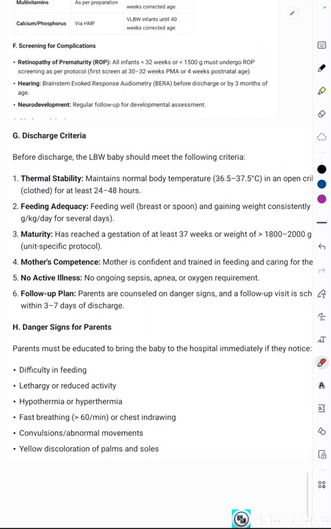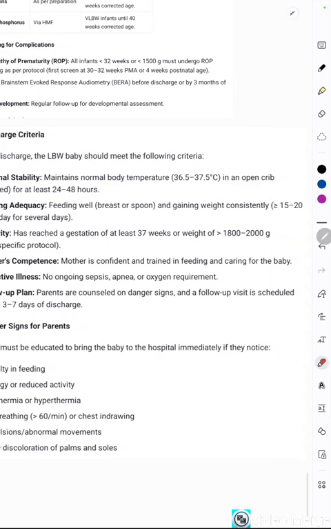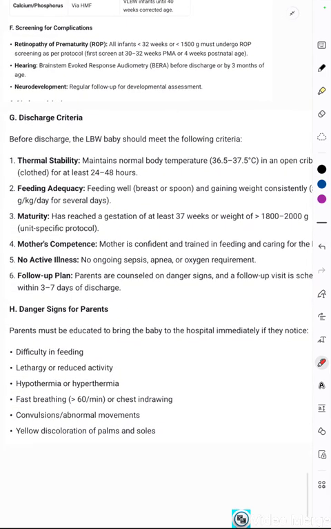So the discharge criteria for low birth weight babies: there should be thermal stability, that is, they should be properly clothed and the body temperature should be maintained well above 36.5 degrees Celsius. The feeding adequacy should be present; they should be fed well and gaining weight consistently, more than 15 to 20 grams per kg per day for several days. Then maturity should have reached a gestation of 37 weeks and a weight of more than 2 kg. And mother's competence, that is, the mother should be feeling confident and trained in feeding during the discharge. There should not be any illness, the follow-up plan should be present, and parental counseling is important. When all these things are done, these are the criteria for discharge.